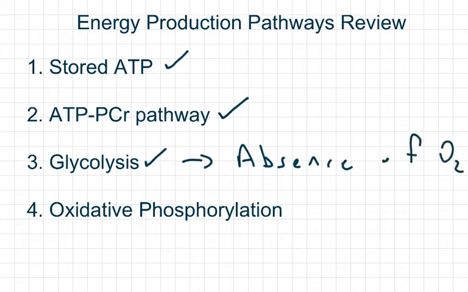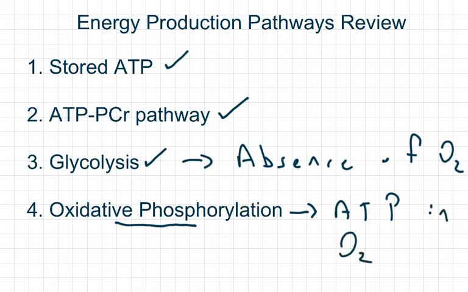In this particular video, we're going to talk about how ATP is produced via the process of oxidative phosphorylation. And what this means is ATP is produced in the presence of oxygen. This is the key difference between aerobic versus anaerobic processes.